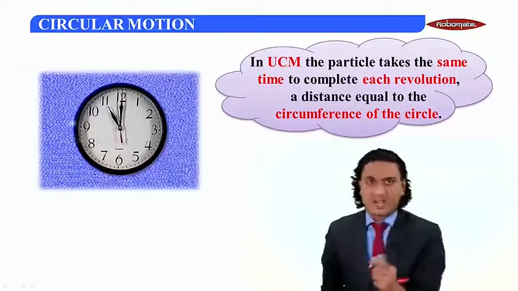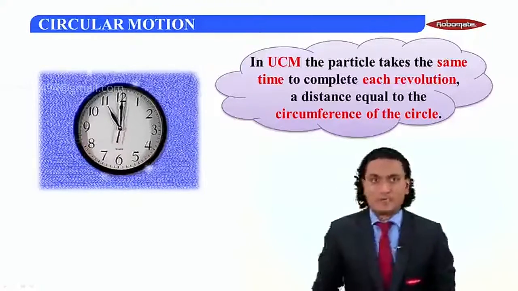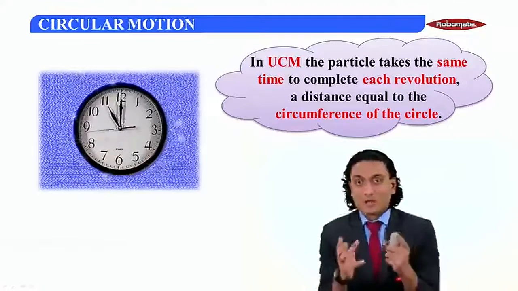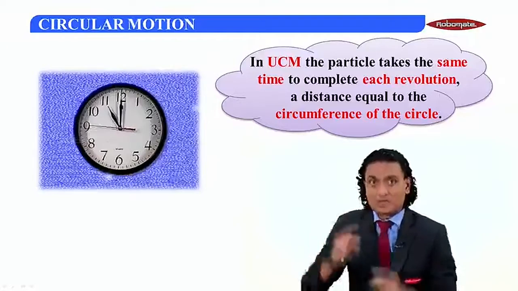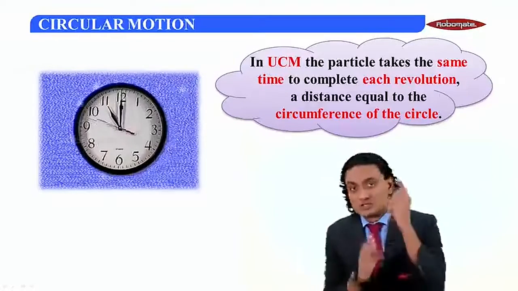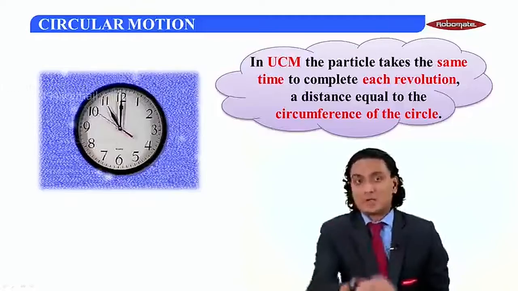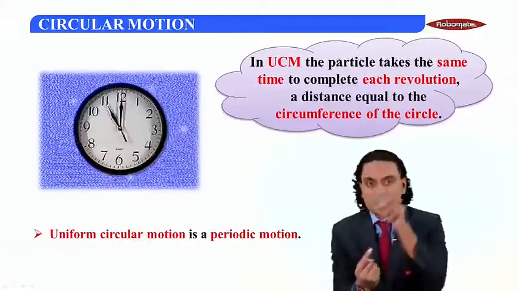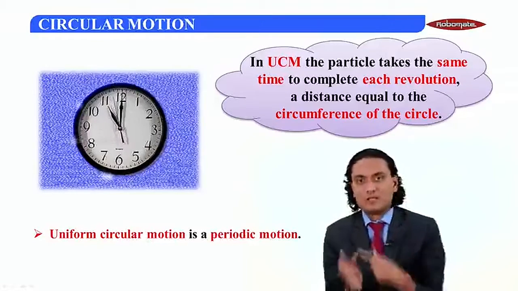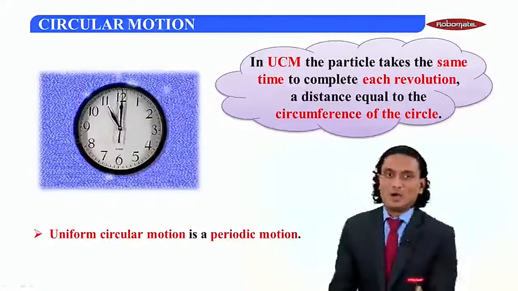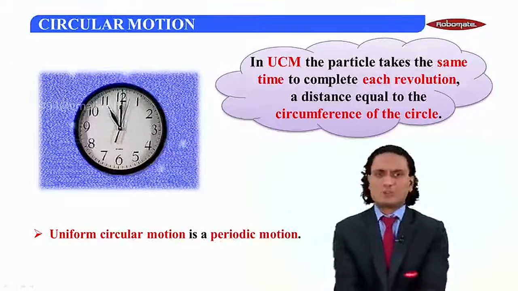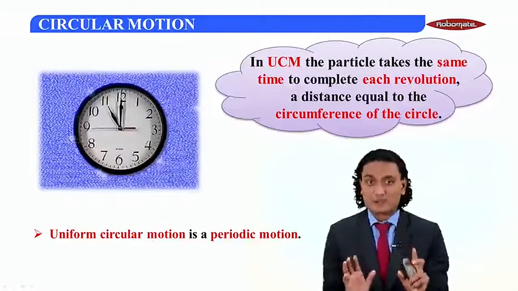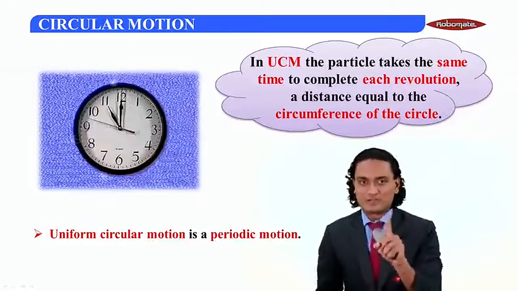So the tip of the seconds hand is performing UCM, and in UCM, the particle takes the same time to complete each revolution. And what is the distance traveled by the particle in one revolution? It is equal to circumference of the circle. So since the particle is taking the same time to complete each revolution, we can say that UCM is a periodic motion. That means it is going to repeat after equal intervals of time. So UCM is a periodic motion. So revolution of Earth around the sun is also periodic as well as it is UCM. Is that clear? But don't bring in that oscillation part. Is that clear? You will be learning in detail about that in oscillations chapter.